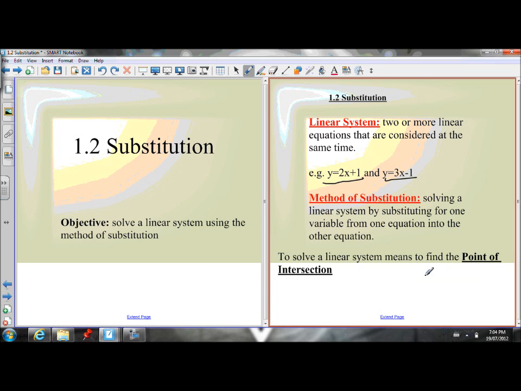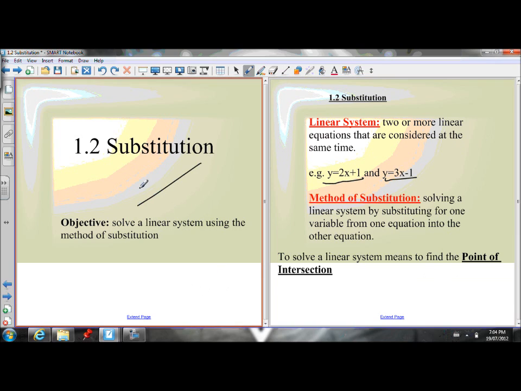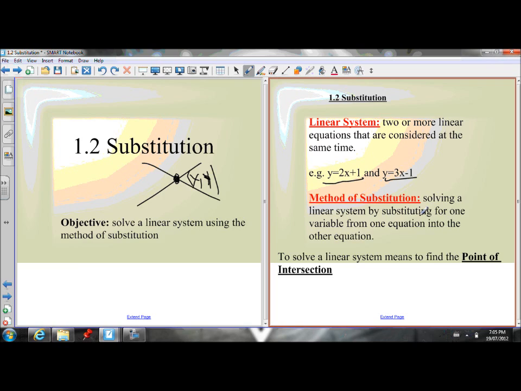We also have to remember that to solve a linear system means to find the point of intersection. So, I've got two lines. If I solve the linear system, that means to find that point of intersection, that xy coordinate where those two lines intersect. Today what we're learning is the method of substitution, solving a linear system by substituting for one variable from one equation into the other equation. And I'll show you how that works in just a little bit.